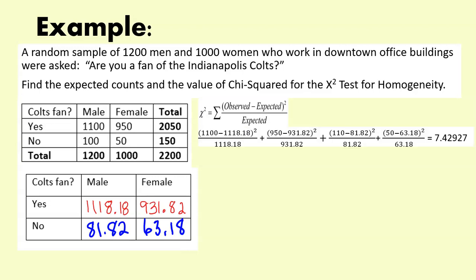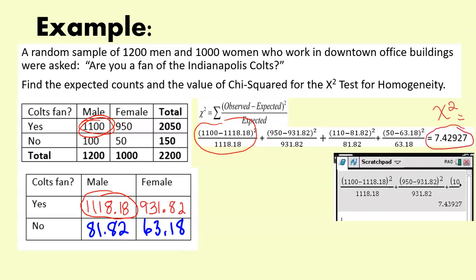Now I'm going to find my chi-squared value. So remember, we take the observed number minus the expected number, squared, divided by the expected number. So for males, there's my 1,100 minus the 1,118.18. I'm going to square that and then divide by the expected total. If you do that for each of the cells, matching up observed minus expected, squaring that numerator, and dividing by expected, you end up with 7.42927. That is your chi-squared value. And you can see that I did this in my calculator to get this number.